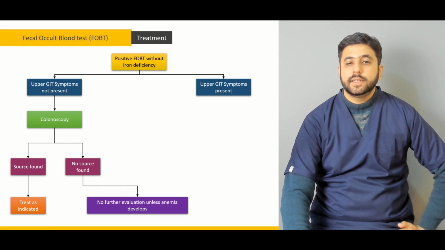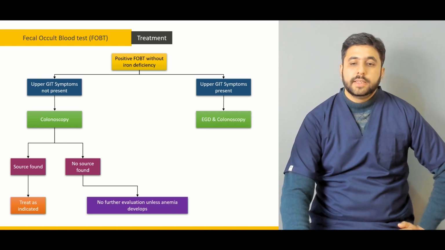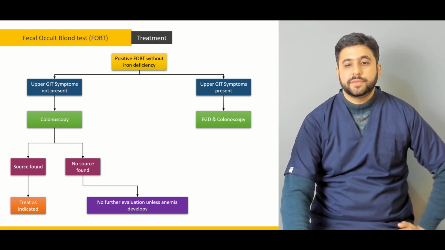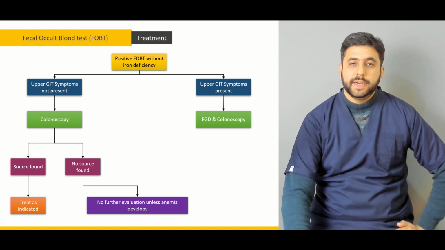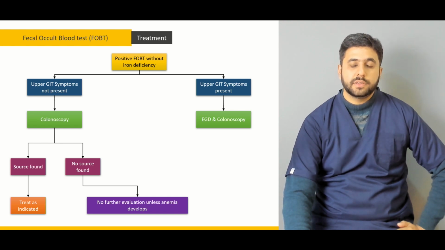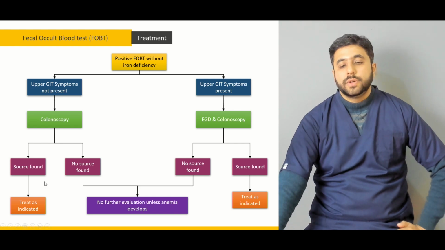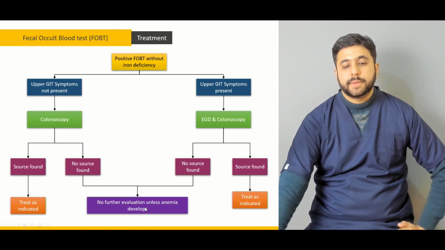On the other hand, there is a positive fecal occult blood test and there are upper GI symptoms present, like there is hematemesis or melena going on. Then you do both the upper GI endoscopy and the colonoscopy, because the suspicion of lower GI bleed is still present in these patients, and this can occur concurrently as well. So the upper GI endoscopy is done first, which is followed by colonoscopy. You have found a source, you treat as indicated. If you are unable to find a source, then you again categorize that patient in the same bracket as no further evaluation until and unless anemia develops.